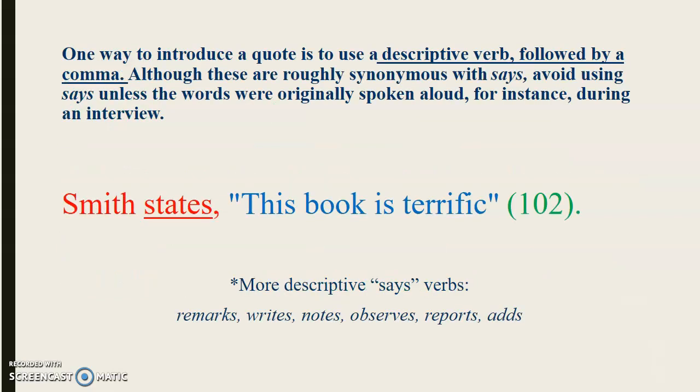So let's look at another example, another simple one. In red, we have the signal phrase, Smith states, comma, blue is the quote, this book is terrific, and green, 102, that would be a page number where we got it, and then a period at the end of the sentence. You'll see this is not that different from what you may have done in the past. You still have the quote. We're just adding where we got it, the page number. And in the front, we're having a signal phrase here to tell us, in this case, who said it.